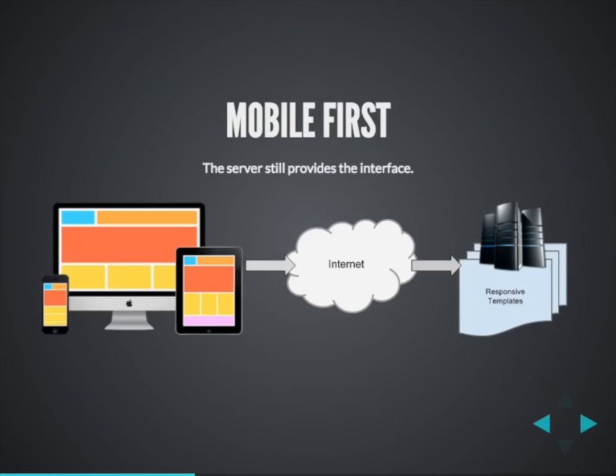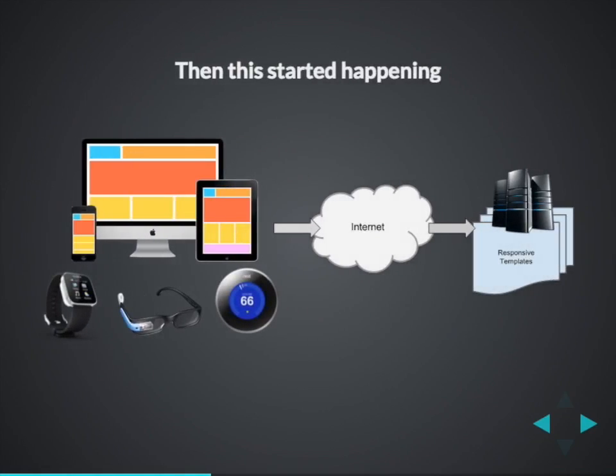Even in mobile first, the server was still providing the client the interface. You were just doing it responsively. So as the user was interacting with this mobile website and clicking on a link, the server was still sending the user the new page. It was just that the new page looked good. It was responsive. The world was good at that time, right? Everyone was happy. Bosses were happy until this happened.